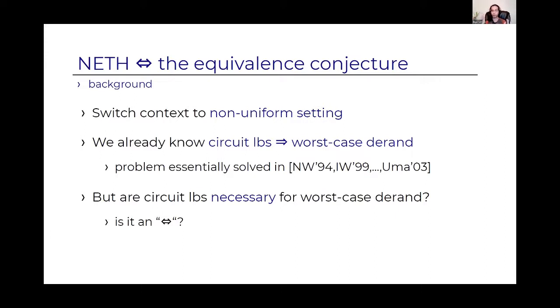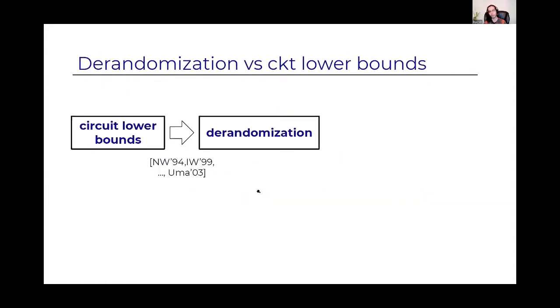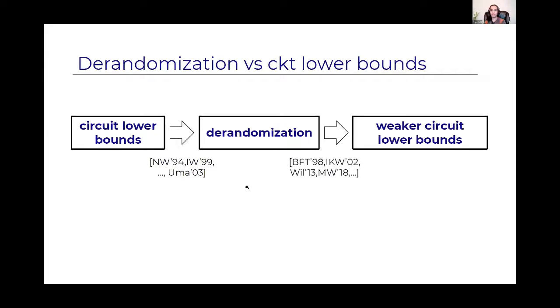And we already know a smooth trade-off in this non-uniform setting. For circuit lower bounds and worst case randomization, the graph that I showed earlier is complete, nice, it's a descending line. But are circuit lower bounds also necessary for worst case randomization rather than only sufficient? So again, as I just said, we know that circuit lower bounds imply the randomization, and we know that the randomization implies weaker circuit lower bounds.